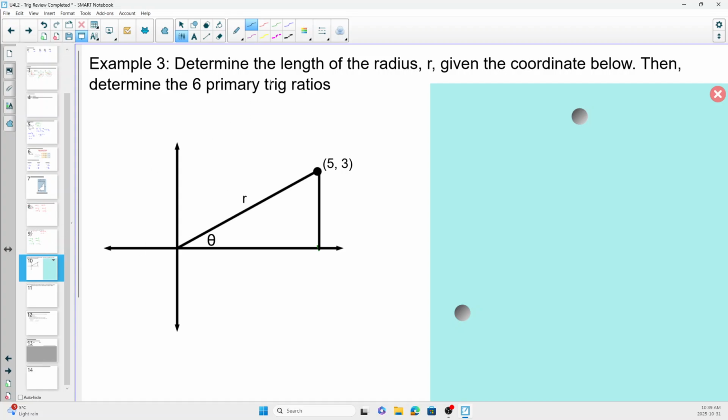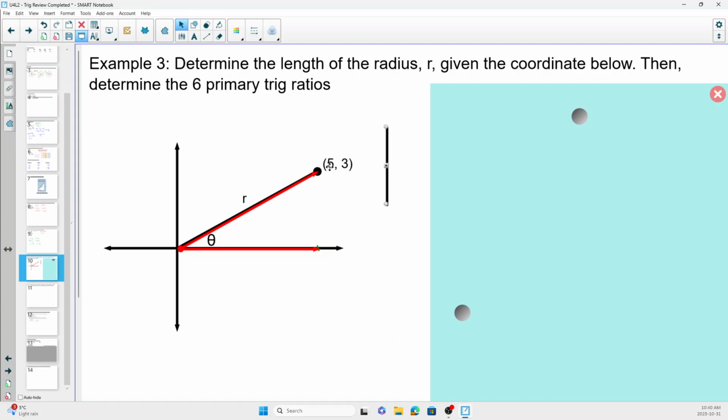All right, so yes, this is where we left off. Determine the length of the radius given the coordinates below, then determine the 6 primary trig ratios. So here we have a terminal arm. When we are looking at angles in standard position on the Cartesian plane, they always start on the positive x-axis. So this is an angle that has an initial arm here, and a terminal arm here. And this is a line that I will add back in after. The distance between those two lines can be measured as an angle theta, and we are interested in determining the length of the radius that is created by that terminal arm.